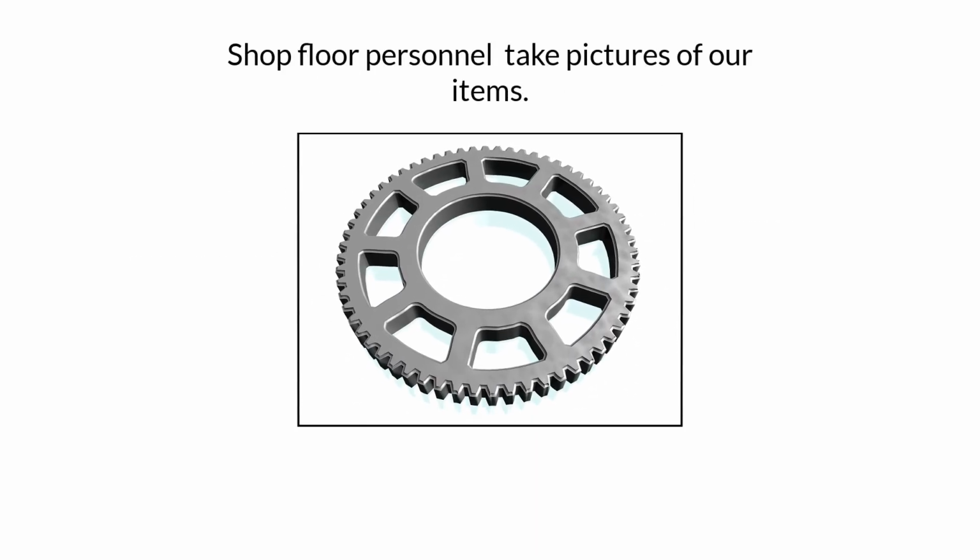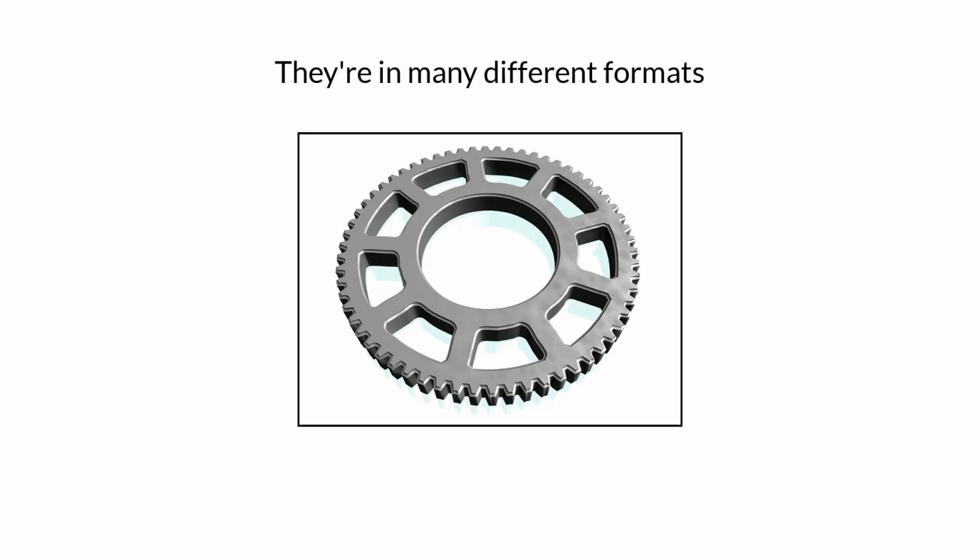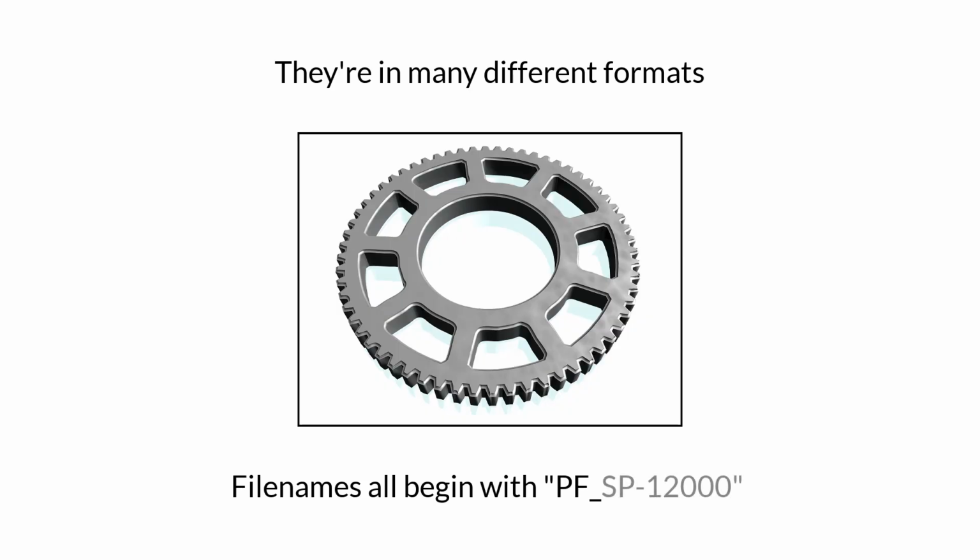Here at Progressive Cycles, we have folks in production that take pictures of our items. They don't have access to Sightline, so they store the files manually in our file system. I've been asked to use DocTrack to attach these pictures to their individual item master records in Sightline. These pictures are in different formats, but the file names all begin with the characters PF_, followed by the exact item number. We've got these pictures organized in a way that we feel makes sense to us.